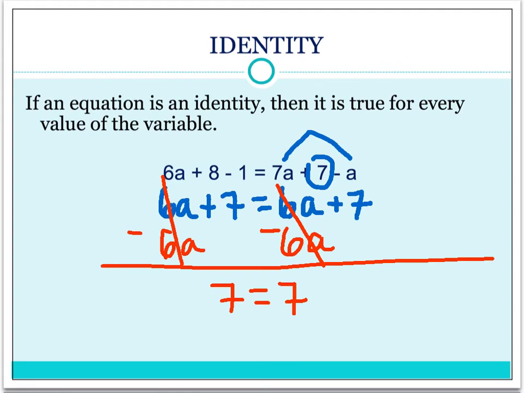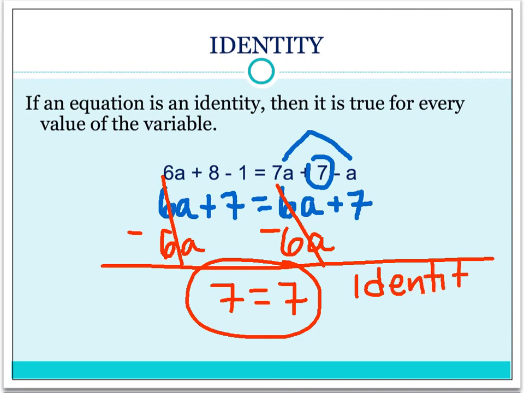Now, since the A's disappeared, I know that there's something interesting that happens in this problem. I'm left with the statement 7 equals 7. But that can't be a solution because the variable is no longer there. So I have to ask myself, well, what does that mean? Does 7 equal 7? And the answer is yes. That is a true statement. 7 will always be equal to 7. And so in this case, we call this the identity. You can also say that you have all solutions or infinite solutions to this problem.